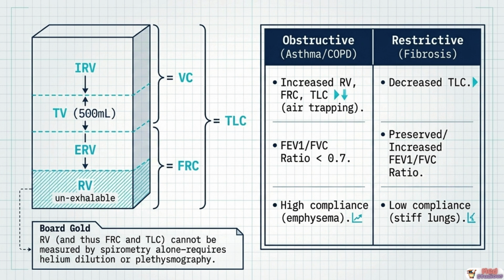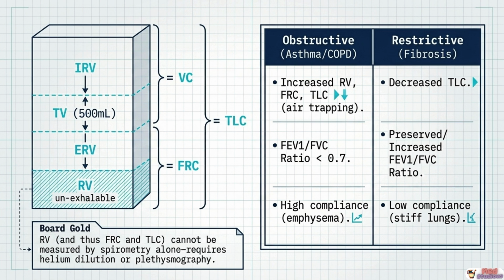A critical board gold fact, residual volume, and therefore both functional residual capacity and total lung capacity, cannot be measured by spirometry alone, since spirometry cannot detect air that is never exhaled. This requires helium dilution or body plethysmography instead. This distinction directly explains the obstructive versus restrictive comparison.